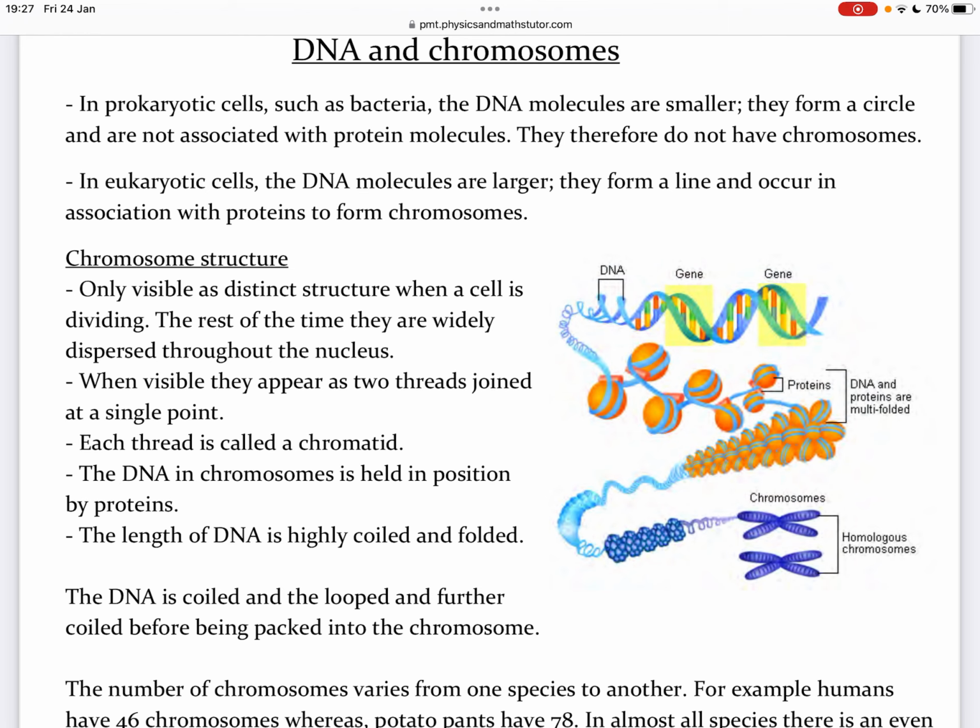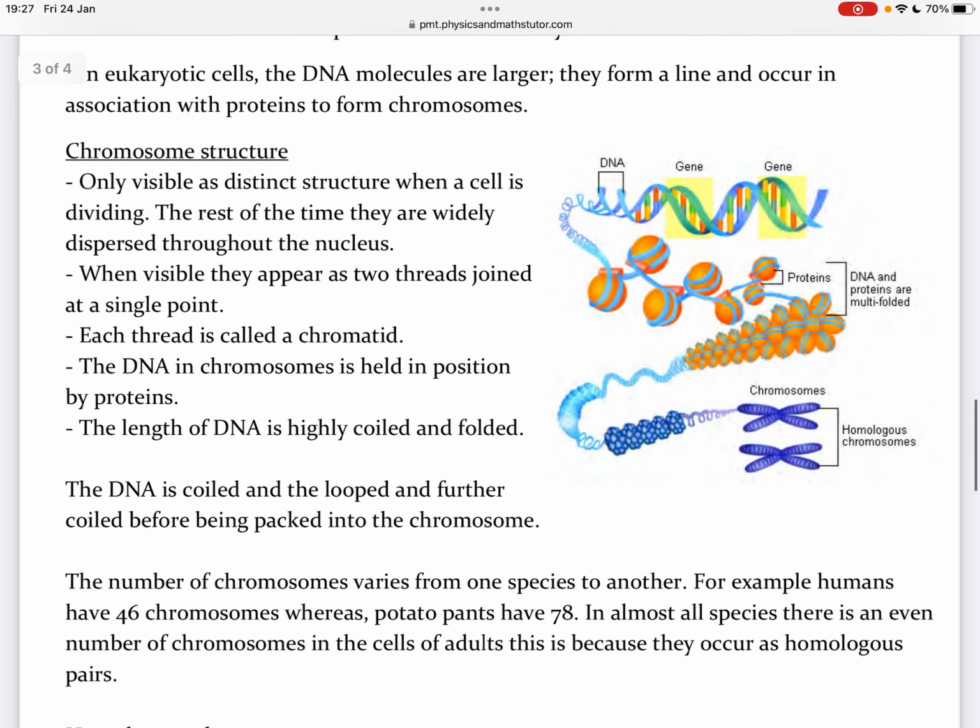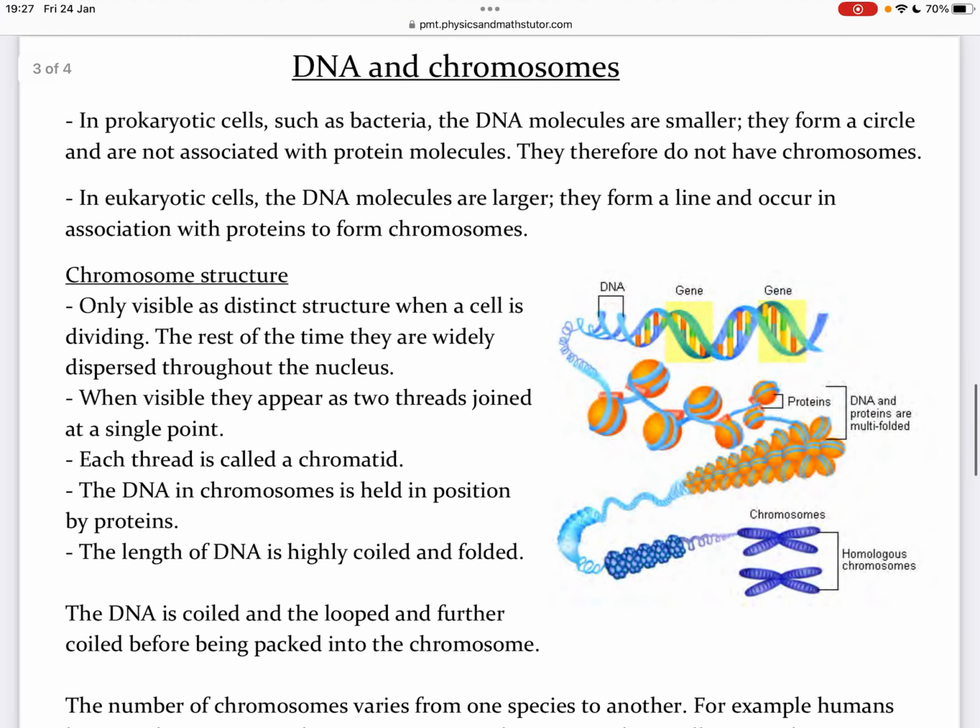In prokaryotic cells, such as bacteria, the DNA molecules are smaller. They form a circle and are not associated with protein molecules. They therefore do not have chromosomes. Don't skip this part, guys. Prokaryotic cells do not have chromosomes. That's the thing. The DNA here is smaller, forms a circle, and is not associated with protein molecules. Basically, this sentence is very important.